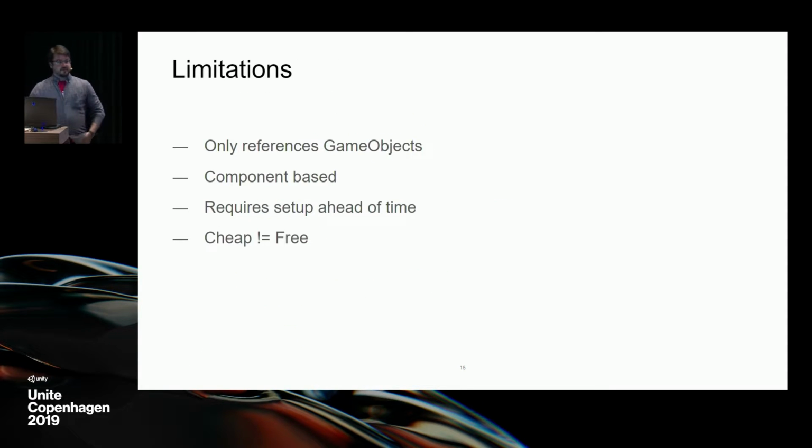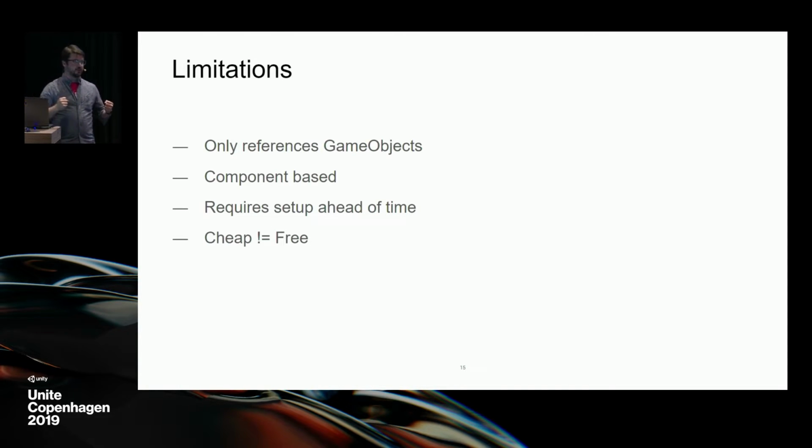So the limitations of this system: it's very, very simple, which is nice, but it only lets you reference game objects, which is a pretty big limitation. There's a lot of times that's not what you're actually after. If you want to be able to reference one thing from other scenes, you have to go into that other scene and add a GUID component. This means you have to think about things ahead of time a little.